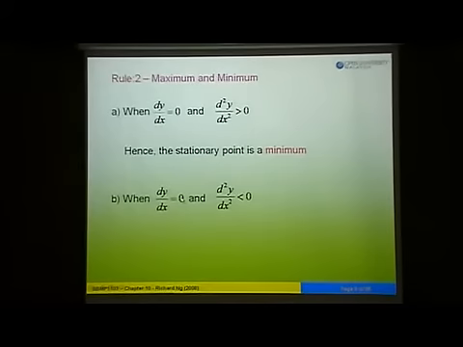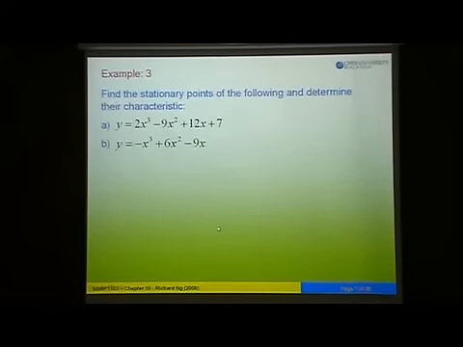When dy/dx equals 0, which is the stationary point, and then the second degree differentiation d2y/dx² produces an answer or value which is less than 0 or negative, then we say that the stationary point is a maximum point. Okay? Now let's look at example 3.